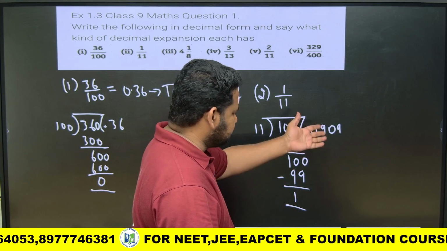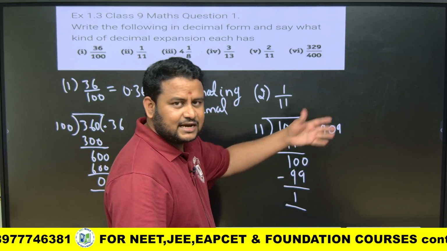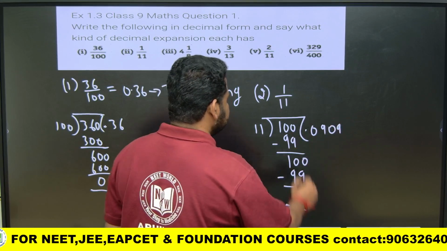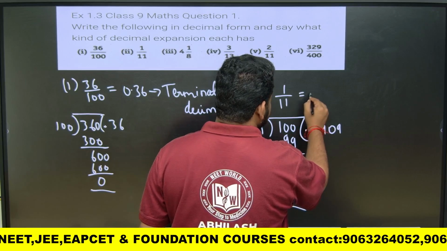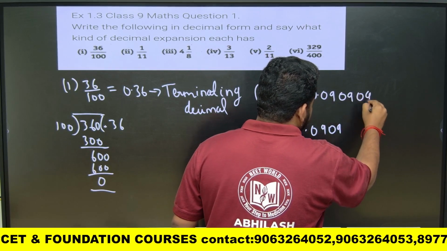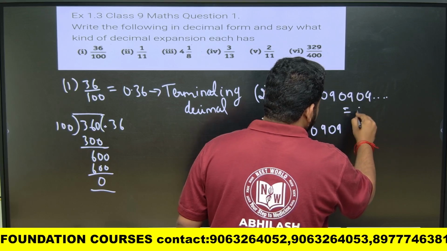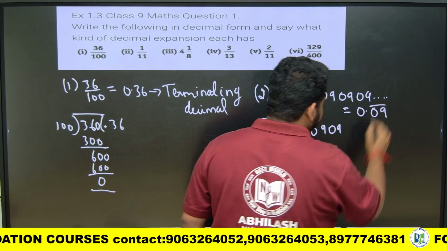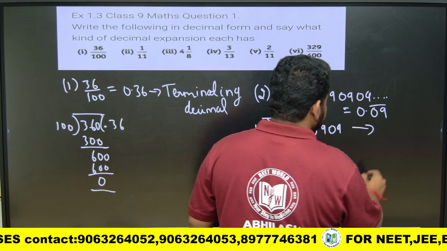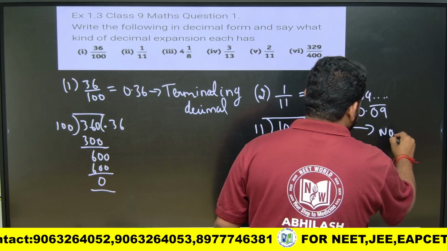If I apply the procedure again and again, what will I keep getting? 0.090909 I will keep getting. So what is the answer I will get? 0.090909, like this it goes on. That is nothing but equal to 0.09 bar. So what kind of decimal is this? This is non-terminating.